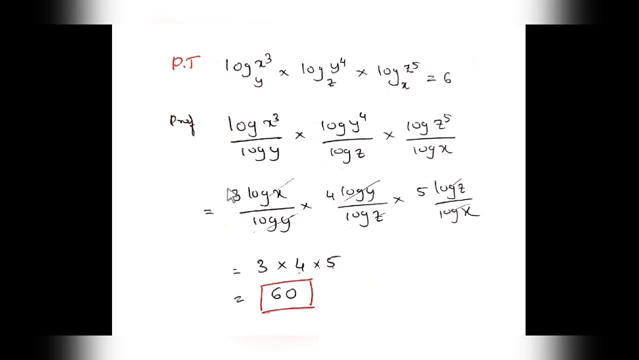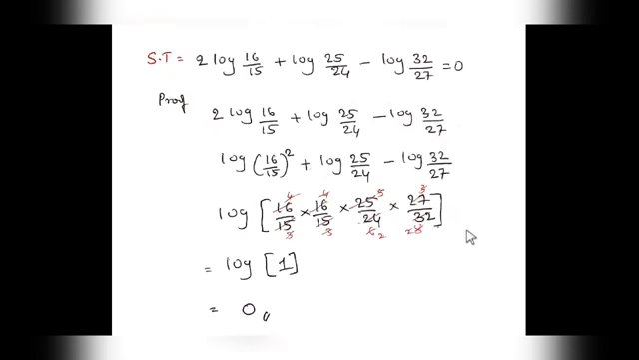We can take the power as coefficient: 3 log x divided by log y into 4 log y divided by log z into 5 log z divided by log x. Log y will get cancelled, log z and log x will get cancelled. 3 4s are 12, 12 5s are 60, is the answer.